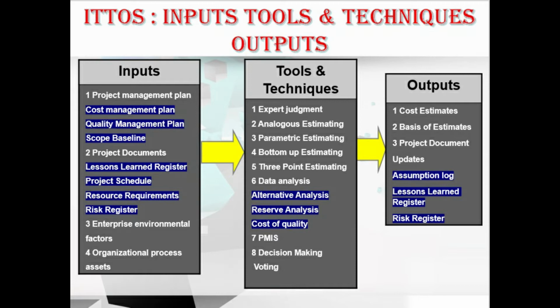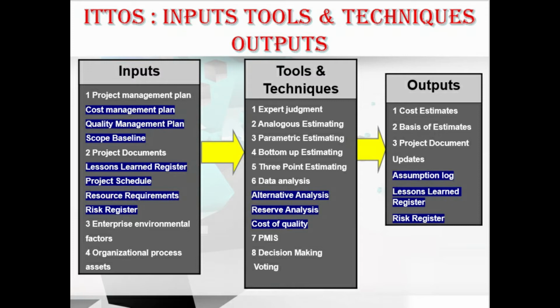Moving to the tools and techniques, we have expert judgment, analogous estimating, parametric estimating, bottom-up estimating, three-point estimating, and data analysis, consisting of alternative analysis, reserve analysis, and cost of quality. Also in the tools and techniques we have the PMIS, that is project management information system, and lastly decision making, which includes the voting concept. Moving to the outputs, we have the cost estimates, basis of estimates and the project document updates. Here the project document updates include the assumption log, lessons learned register and the risk register.